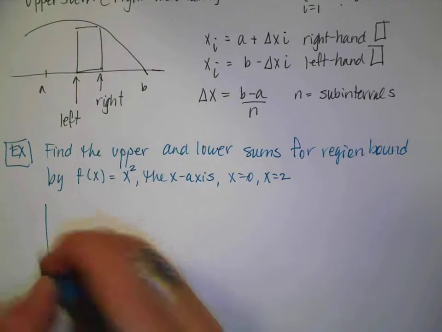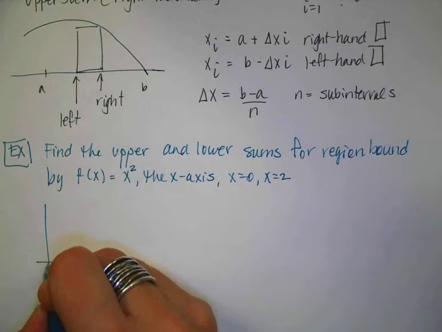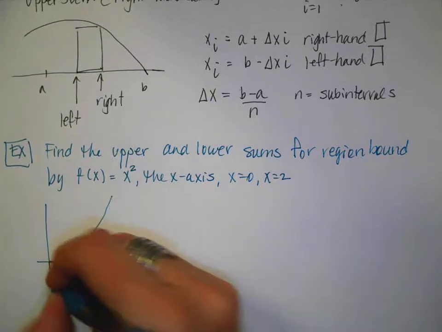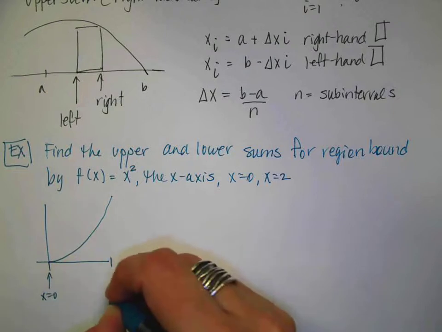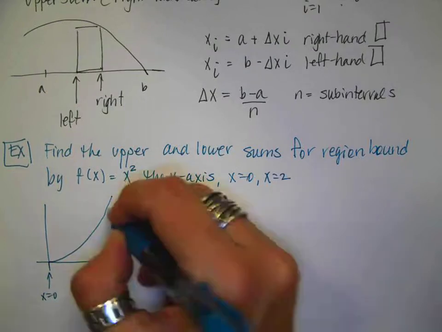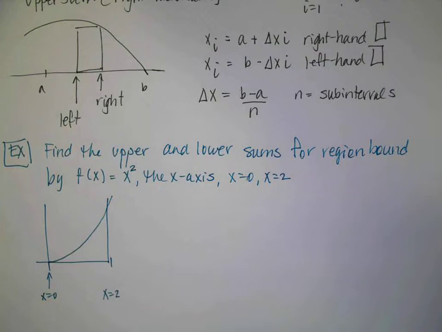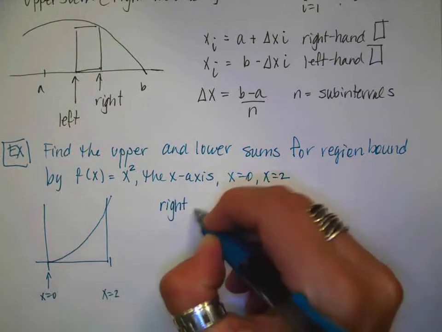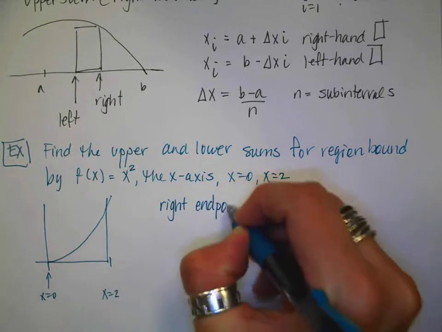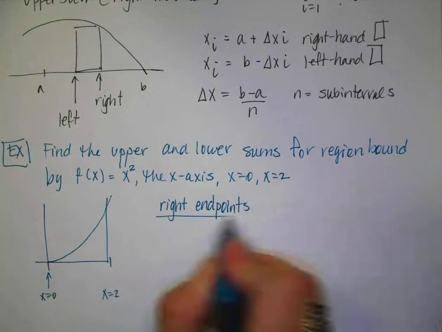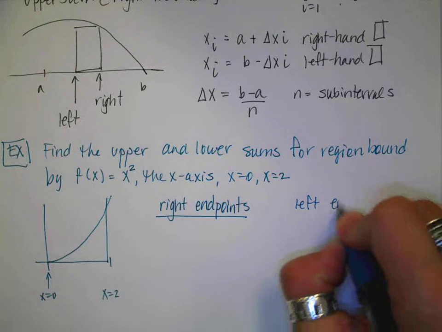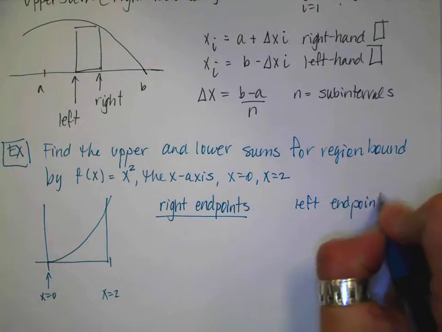So I also think it's important to look at the graph to know what you're summing. So if I have y equals x squared, and then I have here x is equal to 0 and x is equal to 2, then I'm looking for the area under my curve. Alrighty? So I'm just going to set these up. So for my right endpoints, and remember the endpoints are the edges of the rectangles that we are summing, and then here's going to be the work for my left endpoints.